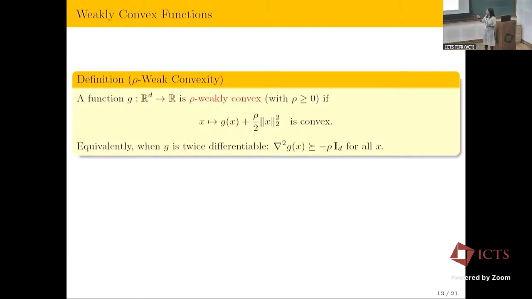So g of x may not be convex, but g of x is weakly convex. If you add rho by 2 x squared, then this is convex. Another way of thinking about it is this: its Hessian is larger than minus rho.